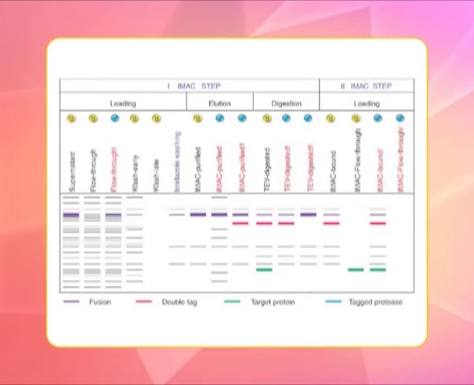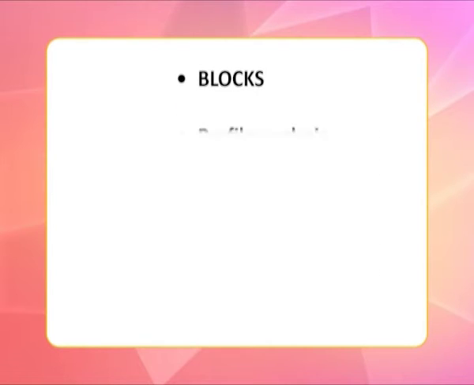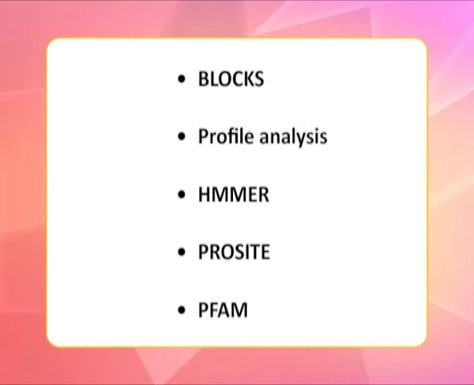Step 6. Look for the presence of specific patterns in your protein. Search the ProSite library for profiles using the program Profile Scan Server at ISREC. Blocks, Profile Analysis, HMMER, ProSite and PFAM are other programs to identify specific patterns in your protein.